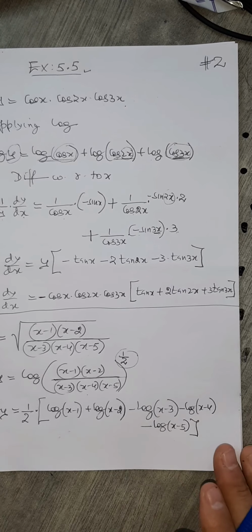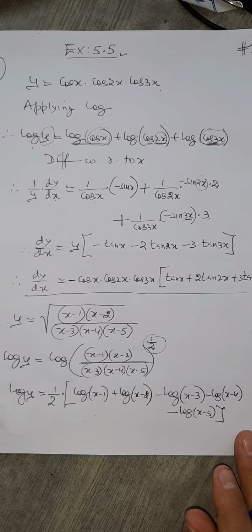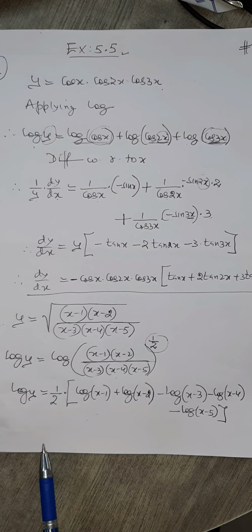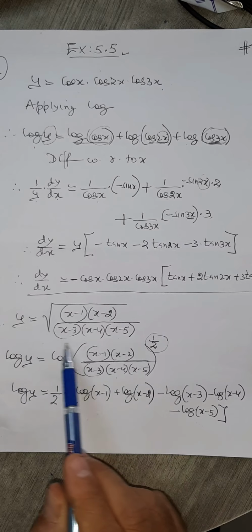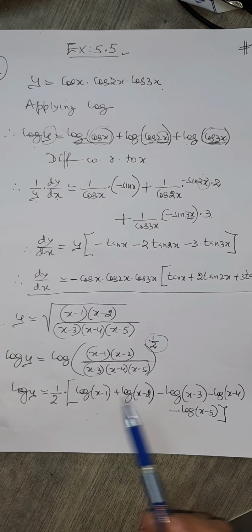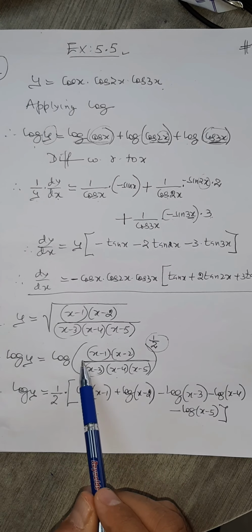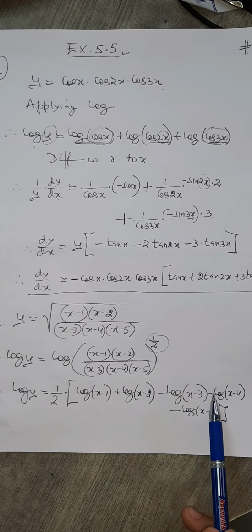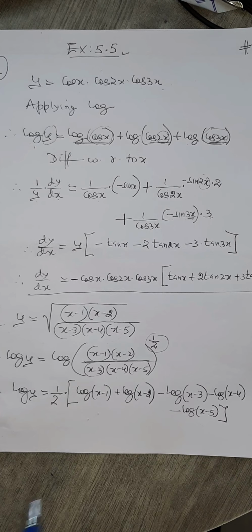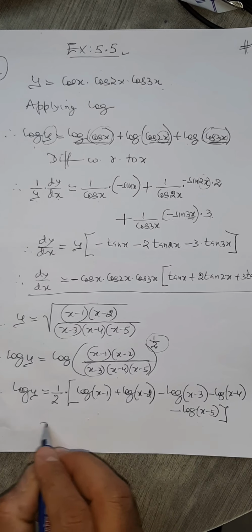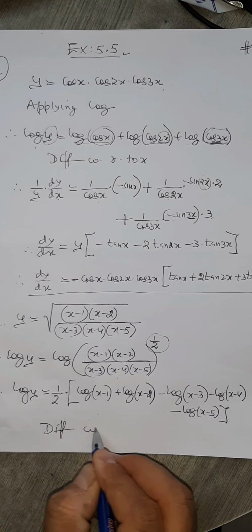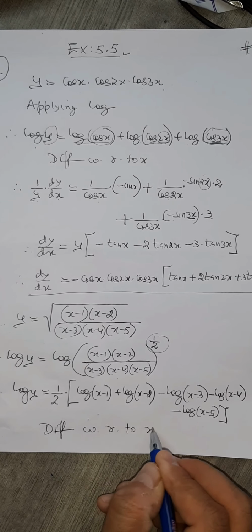I repeat this step. What I did here, I've used the properties of log. Which property? This power will come in the product, that you know, as I explained. This multiplication becomes addition, and because of the division you have subtraction here, remember. This is the simplified form. Now we differentiate it. So differentiating with respect to x on both the sides.